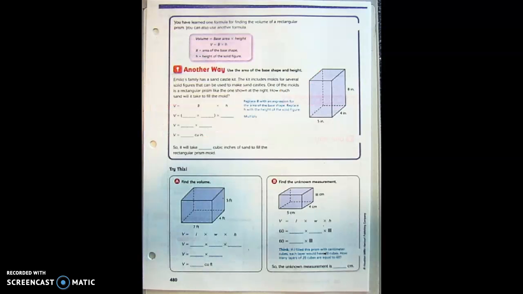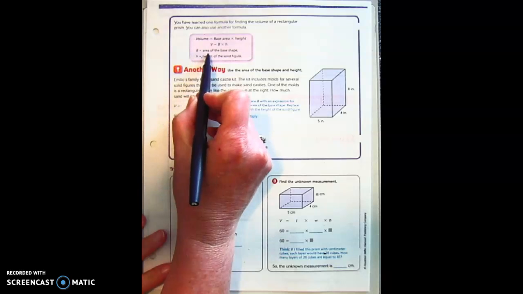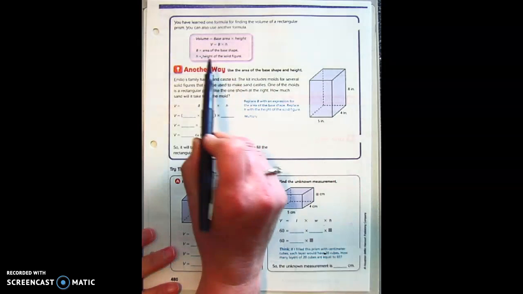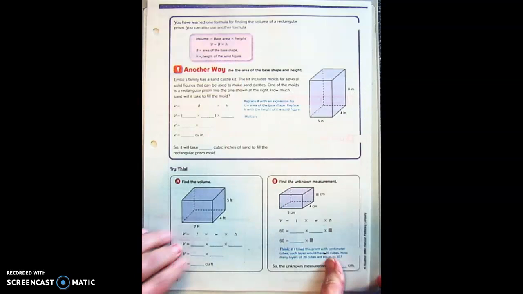Okay, so now we're going to go on to page 480. And it says you have learned one formula for finding the volume of a rectangular prism. You can also use another formula. Volume equals base times height. B is the area of the base, and that's just like when we did area for a flat shape. And then you multiply that times height.